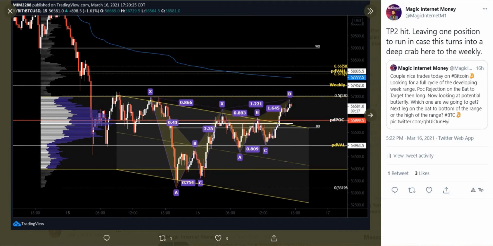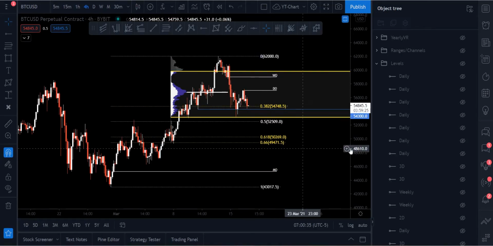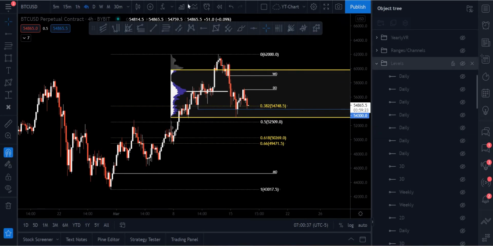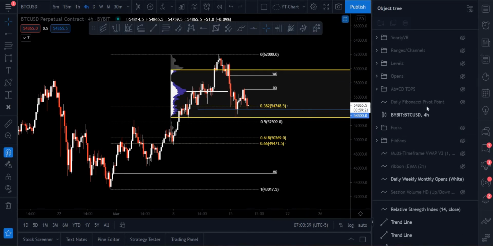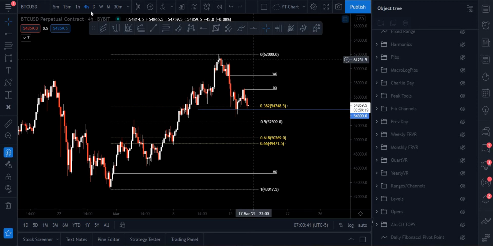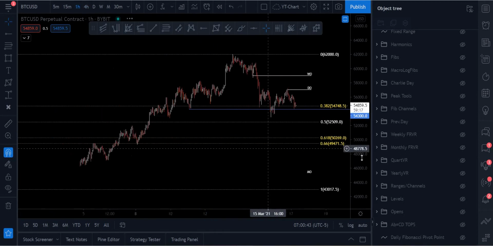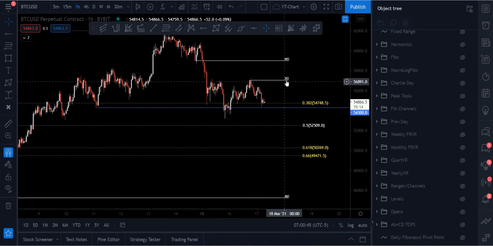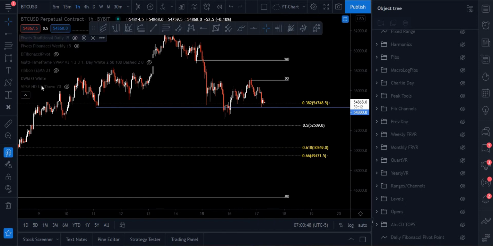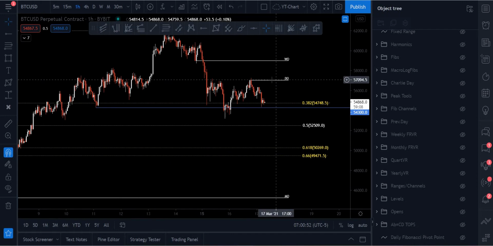Now, not only did we come up to resistance right there, and I'm going to switch down to an hourly here and change up our ranges. So not only did we come up to that resistance, you can see where our daily open here is. This is just a nice little tool here, by the way, this DWM, daily, weekly, monthly open tool.